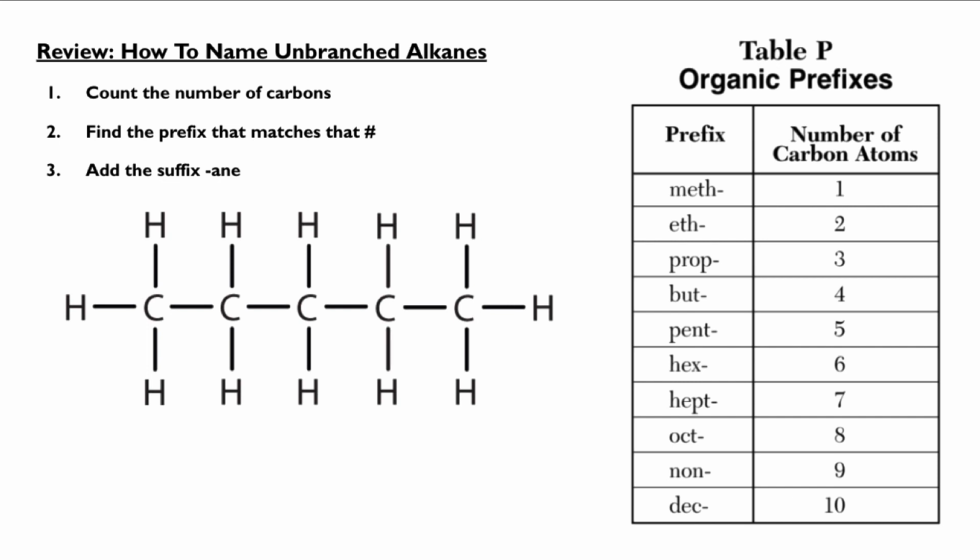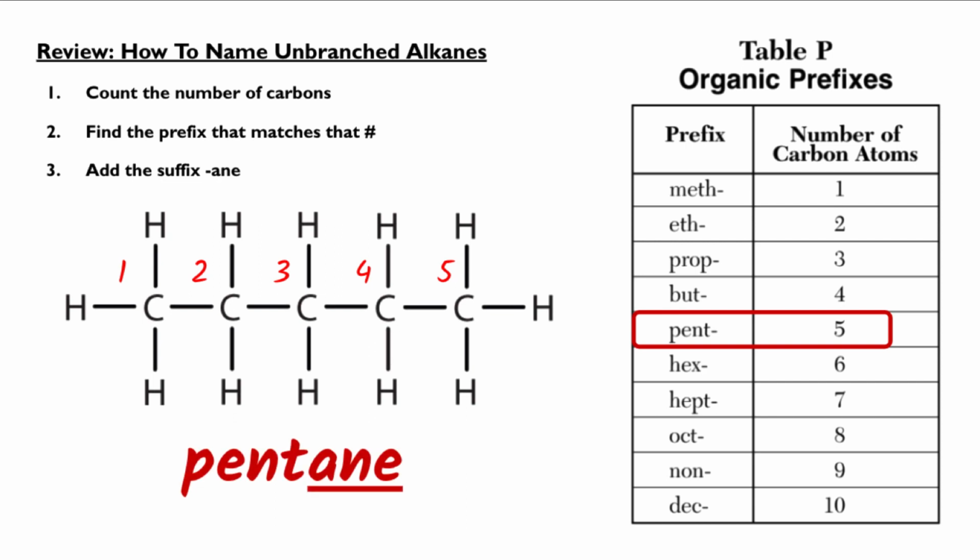Let's start off with a review of how to name unbranched alkanes. We've got an alkane below, with a bunch of carbons single bonded to each other in a chain and then single bonded to hydrogens. The first thing we need to do is count the number of carbons in the chain. So I count 1, 2, 3, 4, 5. We have to find the prefix on the table that matches that number. So 5 is the prefix pent. And then for alkanes, to make the name, we add the suffix ane. So this would be pentane.